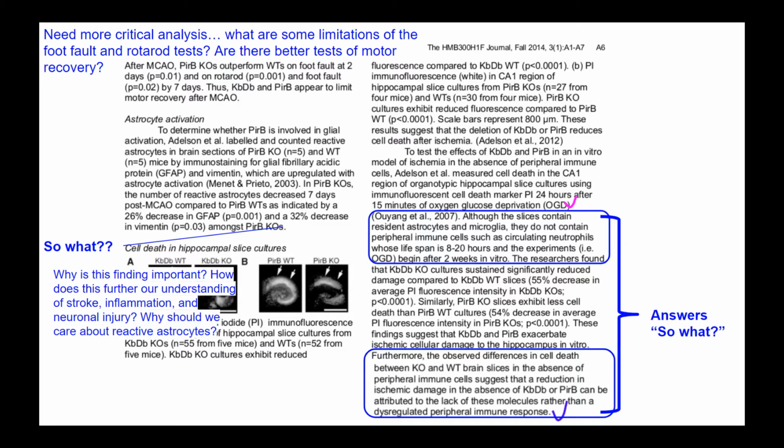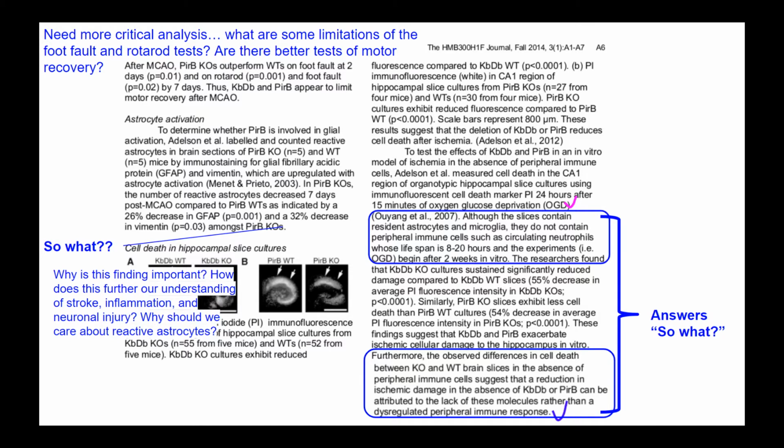In the second column on the right side, I highlighted an example that I thought answers so what better. That is because I mentioned that the hippocampal slice cultures are different in the different paradigms, and then I commented that the slices do not contain peripheral immune cells, and therefore when they found that the different experimental paradigms exacerbated cellular damage, that meant that peripheral immune cells weren't relevant to the exacerbated damage that they observed. Does that make sense?